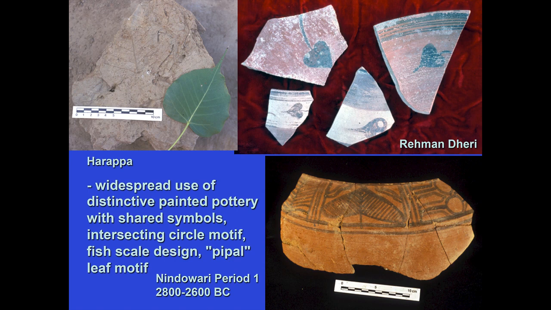The peepal tree is a sacred spot. It's where you build a shrine. It's where you are protected. And it also has fruit that can be eaten by animals, so it's a very all-around protective type of tree. And it became very important for Indus iconography and design.